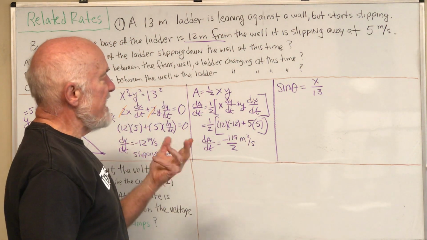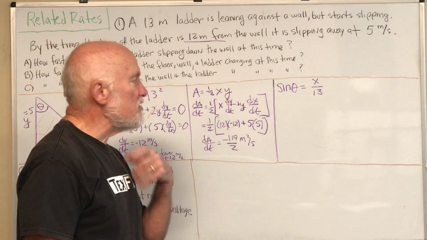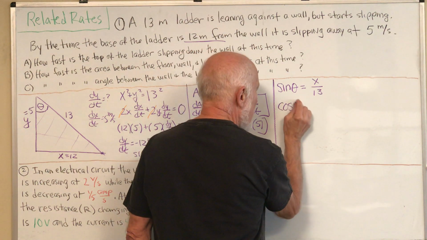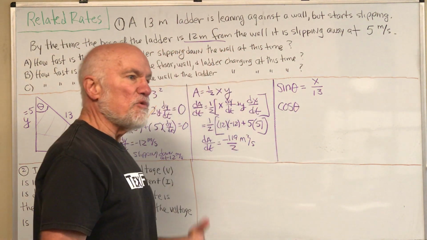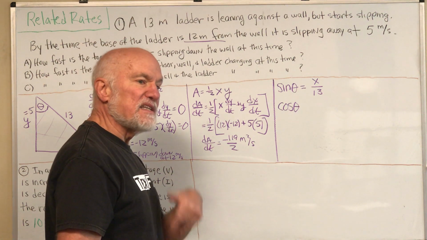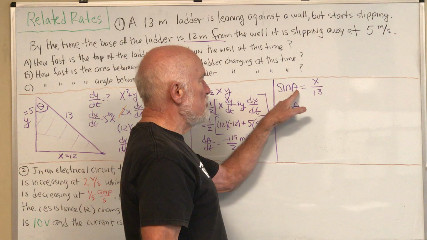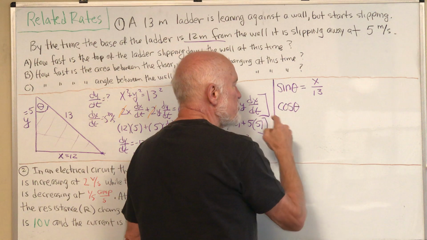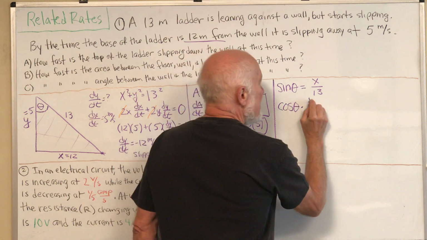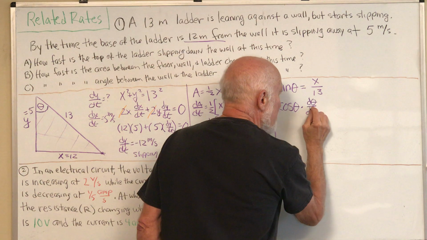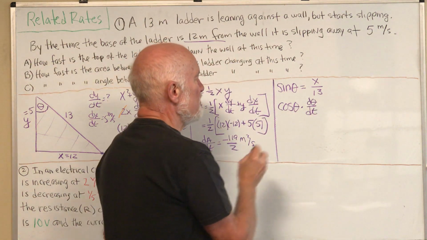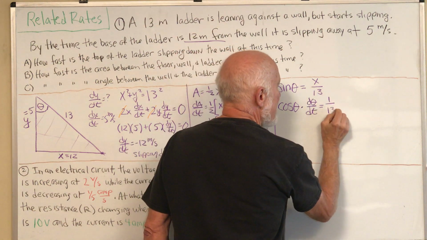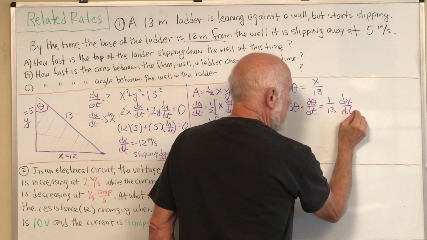And now we can just start taking derivatives implicitly with respect to time. So the derivative of the sine of theta is cosine theta, if you were just taking it with respect to theta, but you're taking it with respect to t. So we have to remember again to do the chain rule. We have to say it's the cosine of this function, then times d theta/dt. We have to finish the chain rule. And the derivative of 1/13 x is 1/13 times dx/dt.